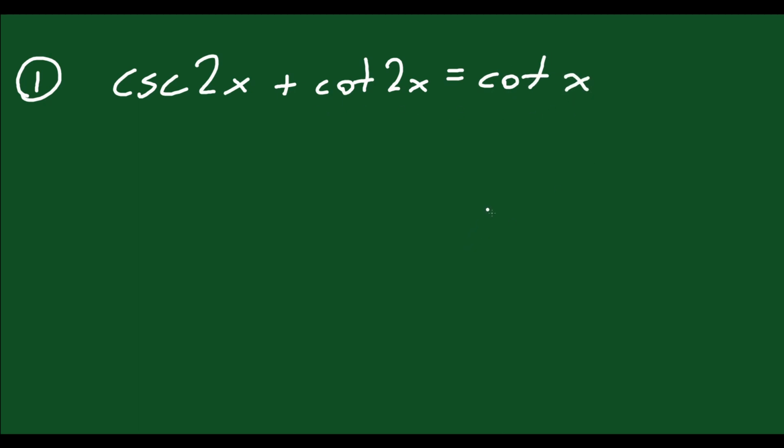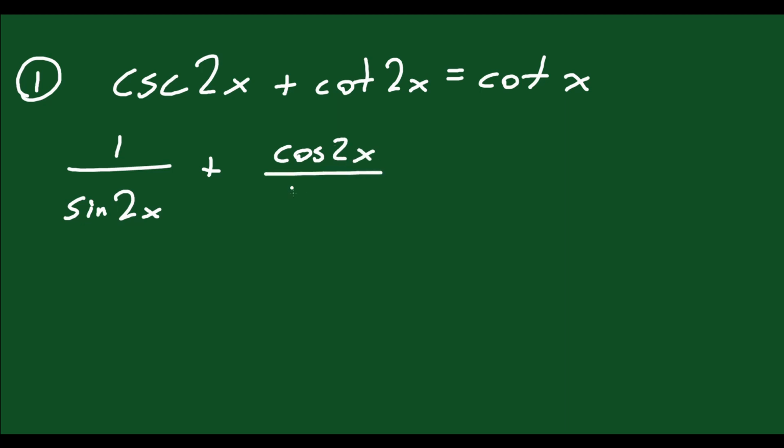What I like to do is start by changing everything to sines and cosines, right? So I'm speaking the same language across the board here. So cosecant 2x I could say is 1 over sine of 2x. Cotangent 2x I could say is cos 2x over sine 2x. And then cotangent of x you could say is cos x over sine x.